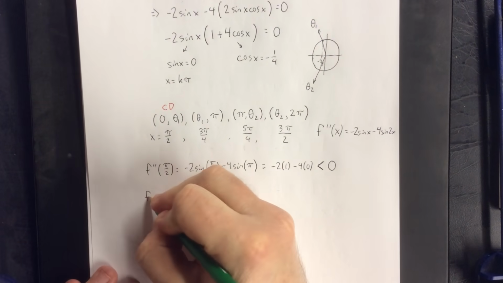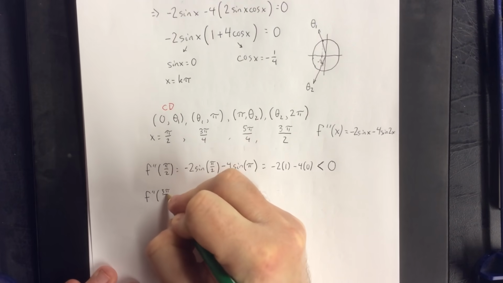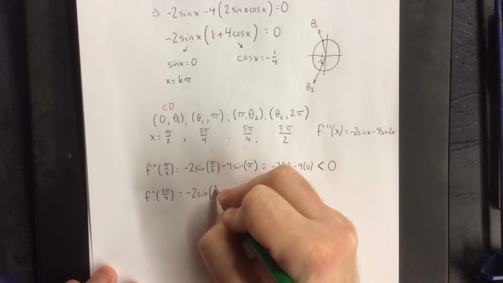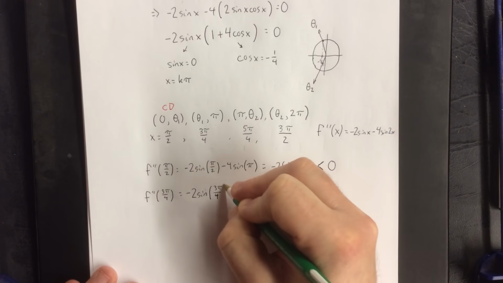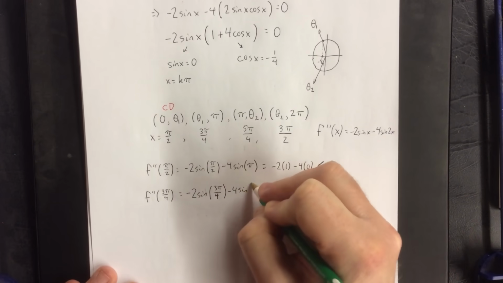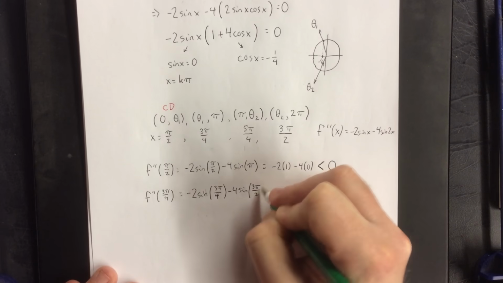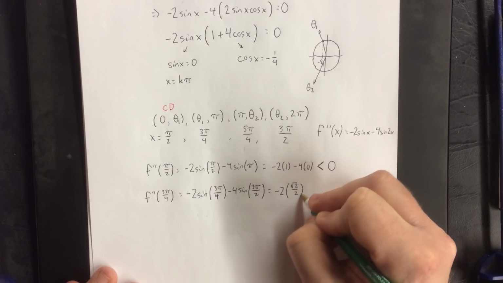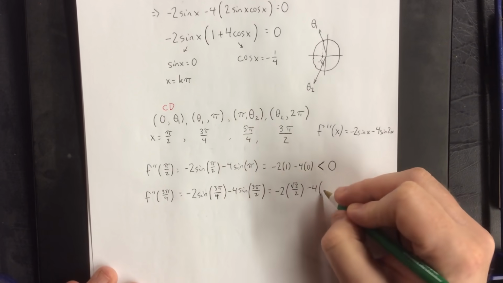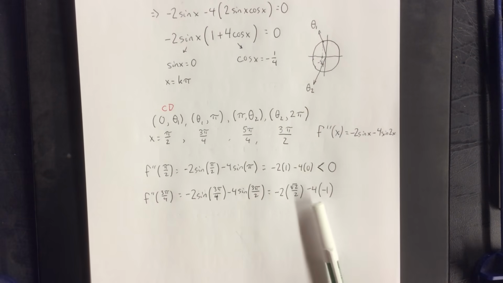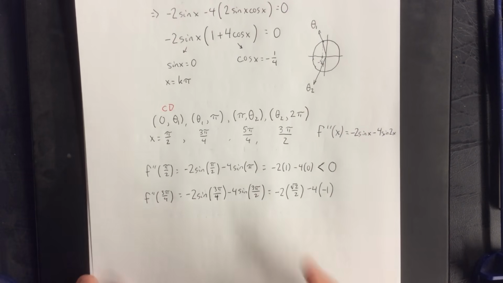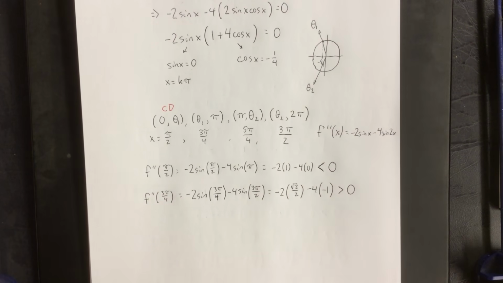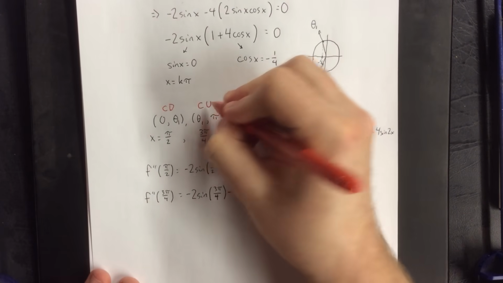For 3 pi over 4, that'll be negative 2 times the sine of 3 pi over 4, minus 4 times the sine of double that angle. That's going to be equal to negative 2 times root 2 over 2, minus 4 times sine of 3 pi over 2, which is negative 1. This will become positive 4. That will not be bigger than positive 4, so this is going to wind up being positive. So concave up.